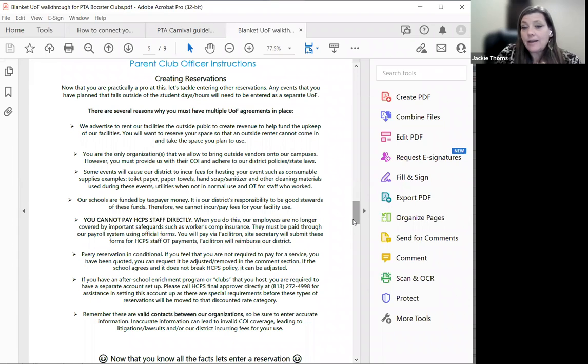A lot of our PTAs in the past have paid our custodians directly with cash. We ask that you don't do that, because when we do that, our employees are no longer covered by workers' comp insurance. God forbid an accident were to happen to one of our custodians or other staff members who come in and work for your events, we want to make sure that they are covered by workers' comp and that they pay into their fringe. So we want to make sure that all payments are collected through Facilitron so that the payments for these employees can run through our payroll department.